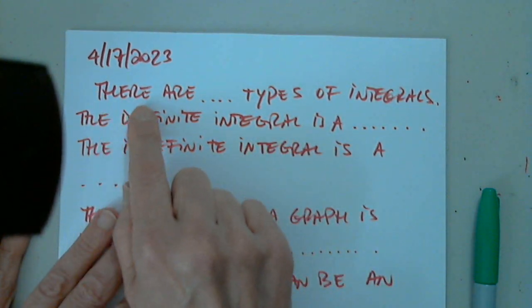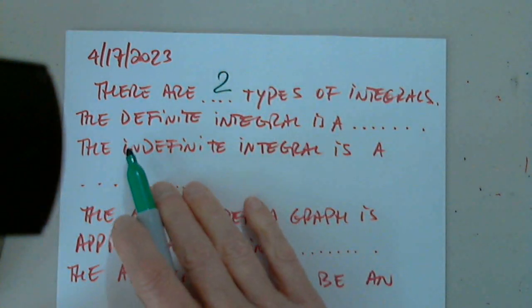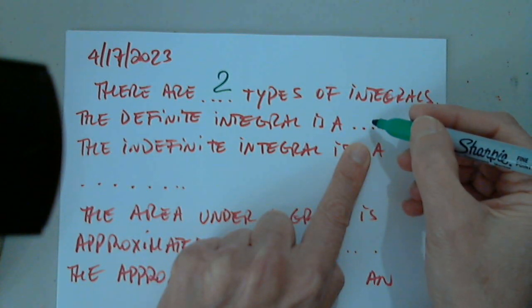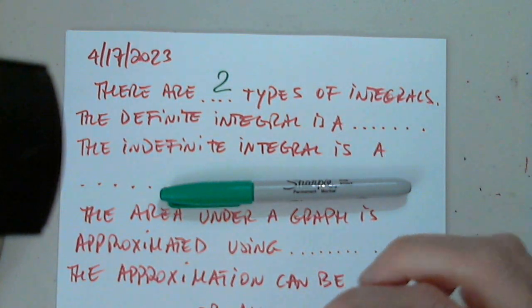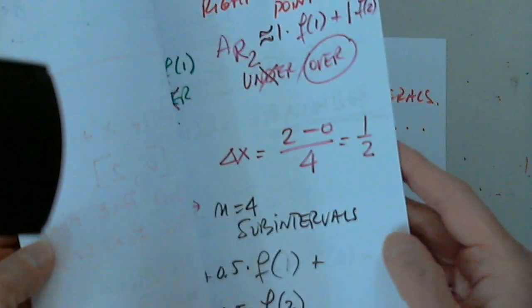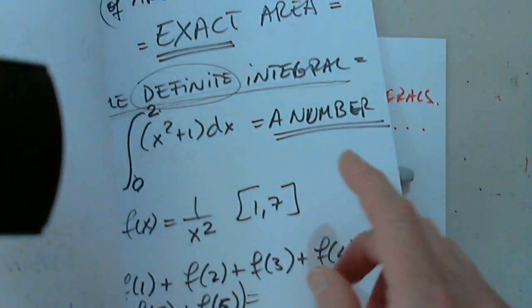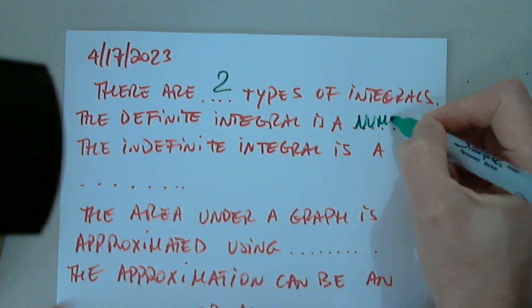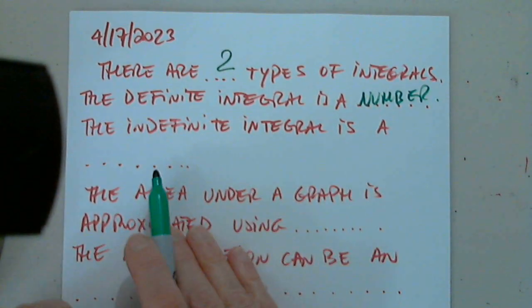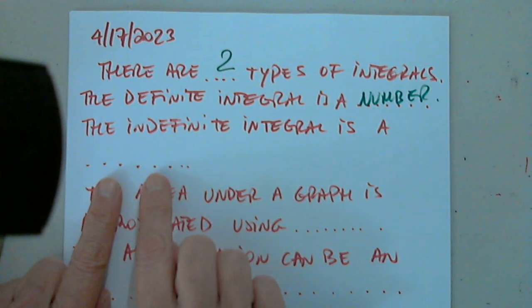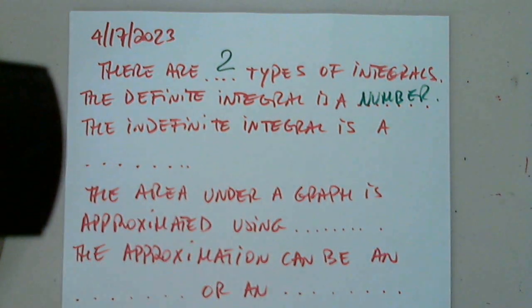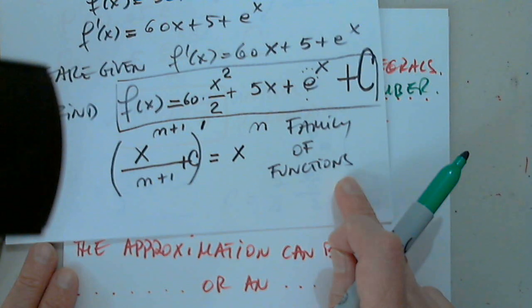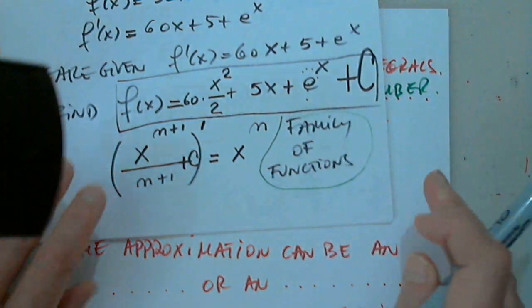I'm ready. There are two types. Excellent. The definite integral is a sum of areas? That would be a number. Good. The indefinite integral is a family of functions. Excellent.